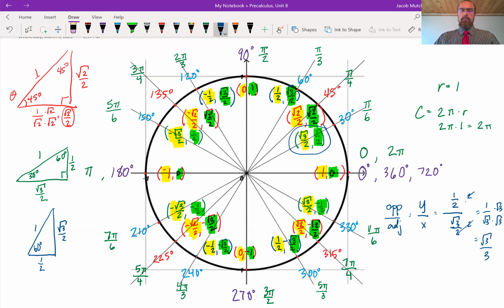But for sure, we can directly get our cosine values. Those are the yellow x values. We can also directly grab our sine values. Those are the green y values.